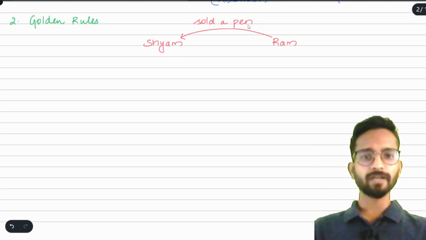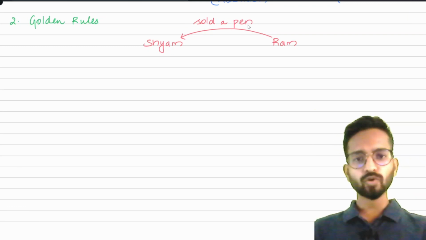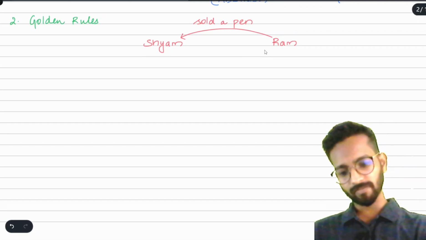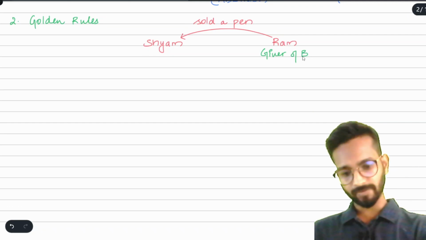Ram sold a pen to Sham. So I can say, who is giving the benefit? You will say, sir, Ram is the giver of benefit. So I will write here, Ram is the giver of benefit.